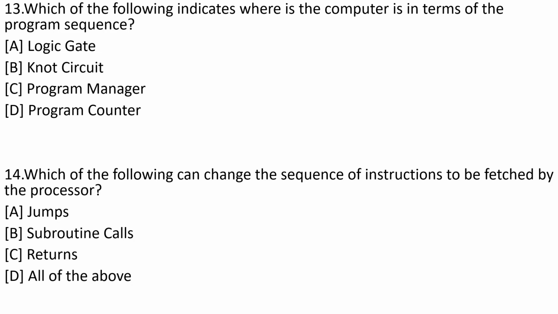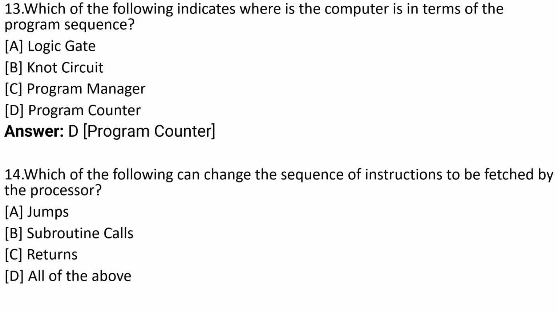Question number 13. Which of the following indicates where the computer is in terms of the program sequence? Option A, logic gate. Option B, Kennard circuit. Option C, program manager. Option D, program counter. And the answer is option D, program counter.